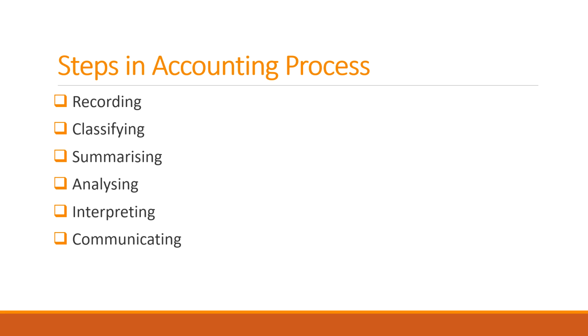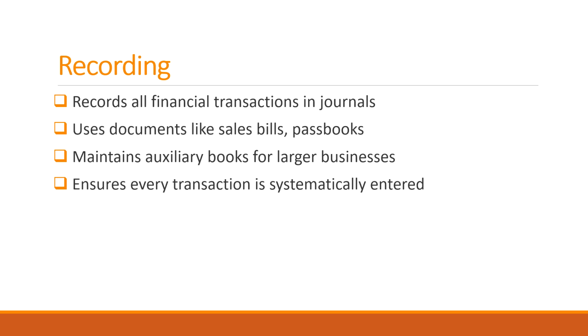Now, the accounting process is completed through six important steps. They are recording, classifying, summarizing, analyzing, interpreting, and communicating. Now, let us understand each step one by one with an example. Firstly, it starts with recording.